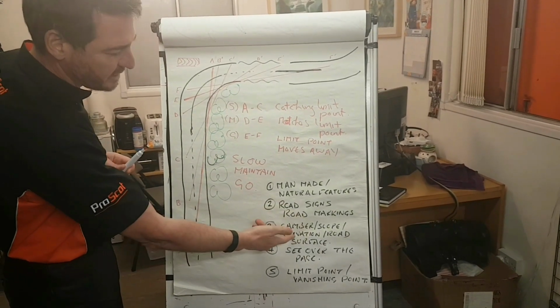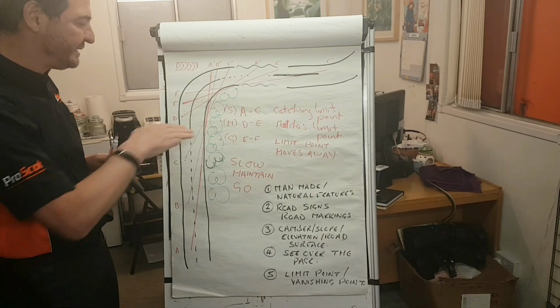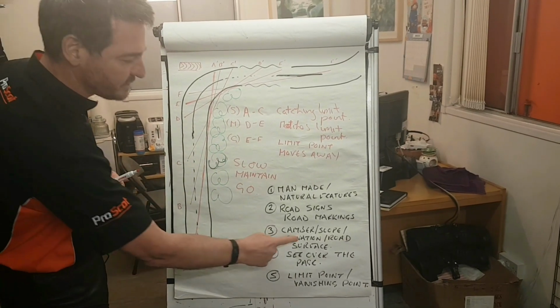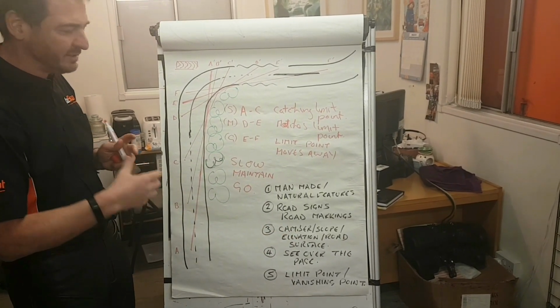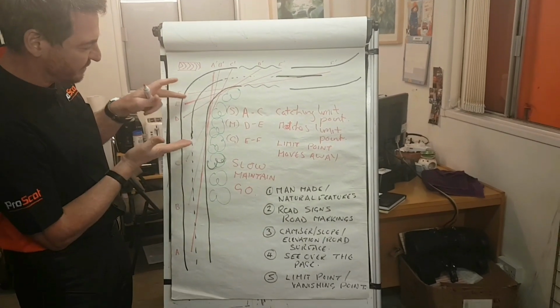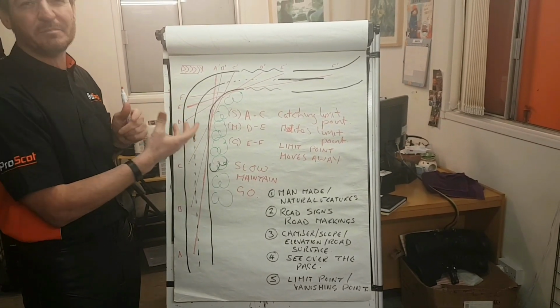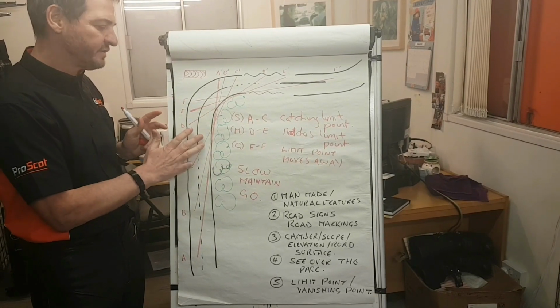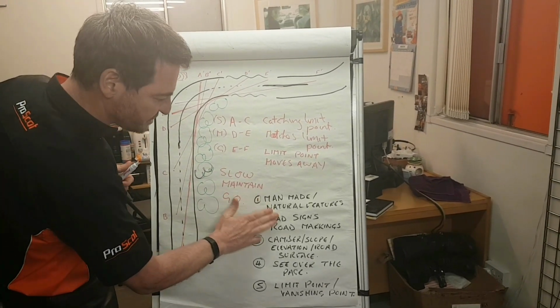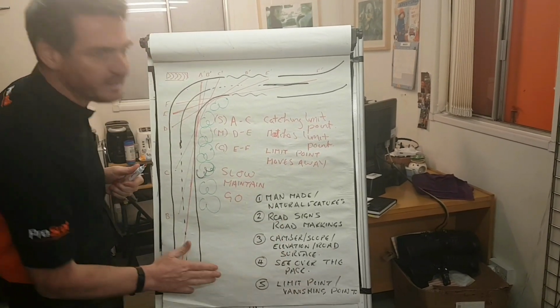The next thing you'll be looking at is the camber, the slope. Remember we talked about that. Is it downhill, is it off camber? What's the surface like? Is it loose grit, gravel? Is it wet? Is it damp? Are there changes in colour here? If there's changes in colour, there could be changes in grip. Maybe there's a change of tarmac surface here, for example. So we're assessing all these things before we even get to the vanishing point, limit point.